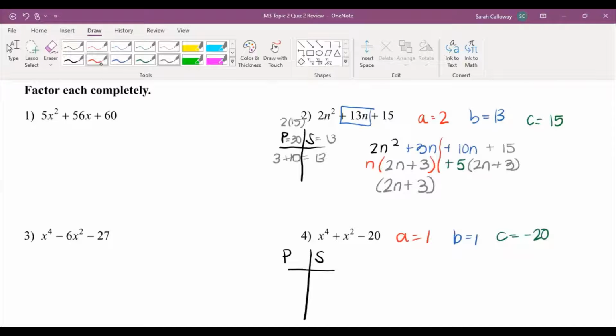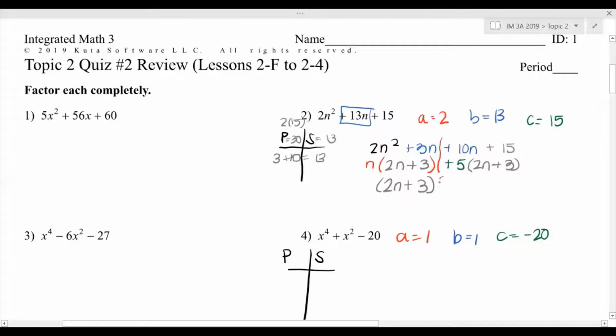If I factor that out, my resulting binomial is n plus 5, the coefficients that I factored out in the step where I found the GCF of my grouped terms. So 2n plus 3 times n plus 5 is going to give us 2n squared plus 13n plus 15. Remember, when you take your quiz, it's a good idea to double check by multiplication so that you know that your answer is correct.